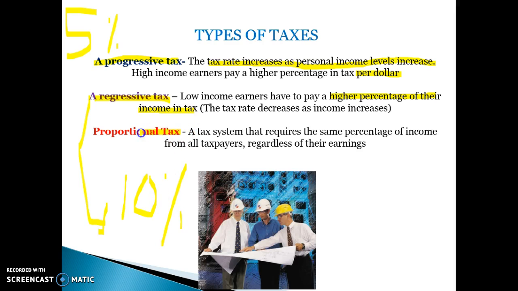And then we have a proportional tax, which is a tax system that requires the same percentage of income from all taxpayers. An example of that is the Medicare levy in Australia. You pay 2% per dollar of income. So rich people, or higher income earners, will still end up paying more, but not a higher percentage. It's just a flat 2% of each dollar of income that they earn.